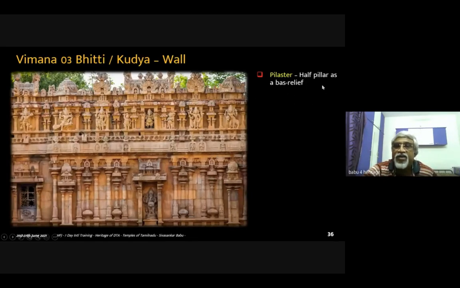One is called a pilaster. This is a half pillar. Technically, it is not a pillar. It is an ornamental member designed in the wall as a part of the wall. Here, these are all pilasters. This is a half wall. Only the front 50% is etched.